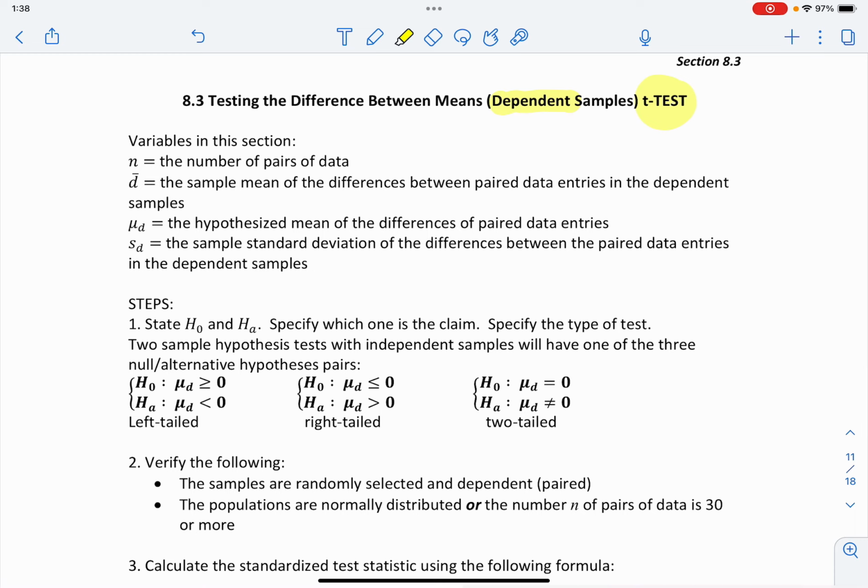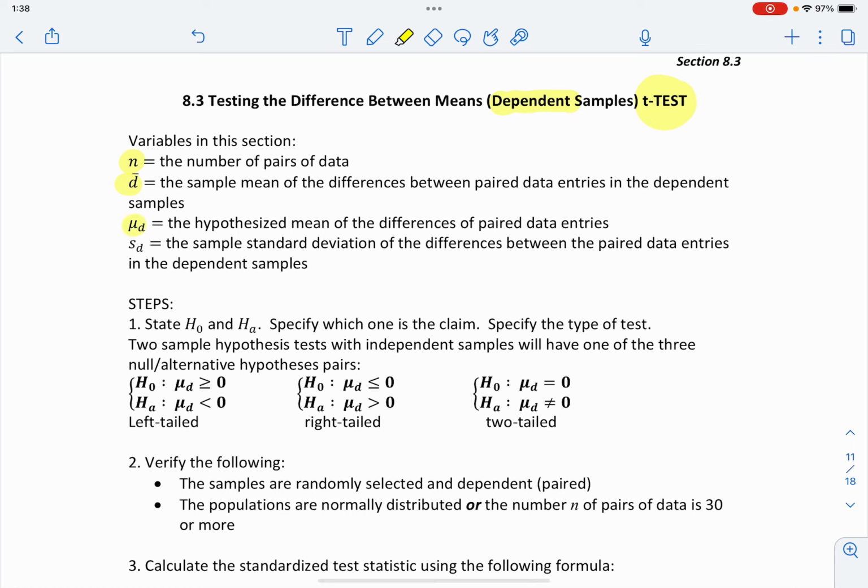So there are some new variables in this section. n is just the number of students in the study. So really it's the number of pairs of data we have. When you see d bar, that's if you take the difference of all of those pairs and then find the mean. So it's the mean of all of the differences.